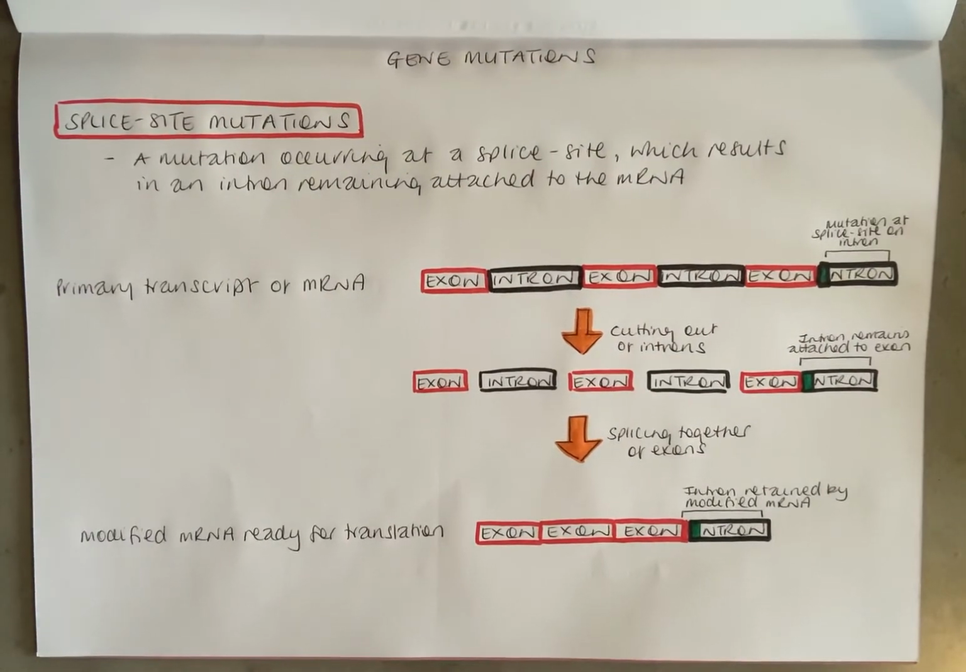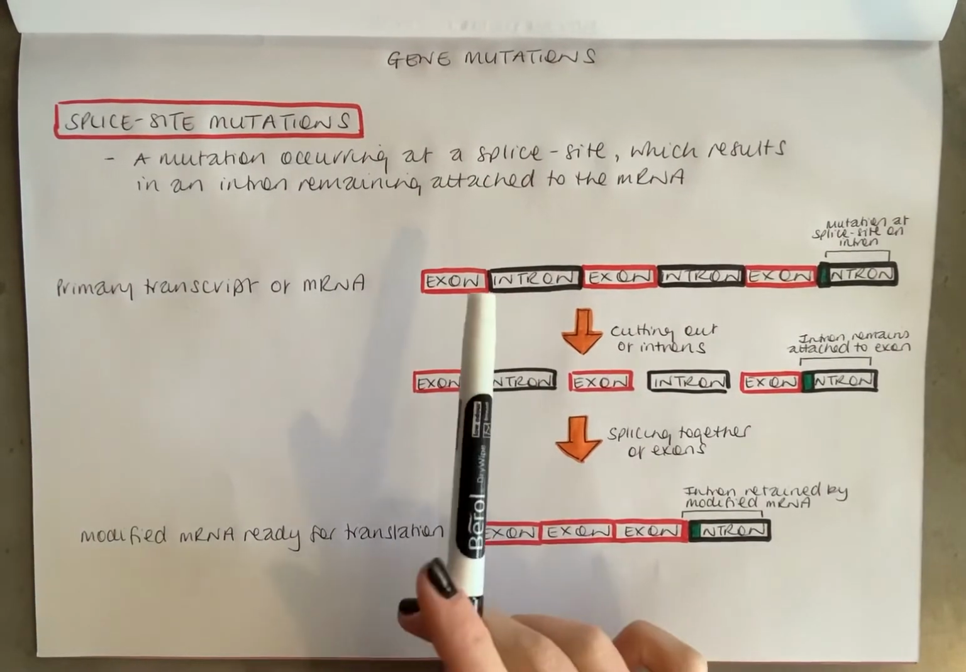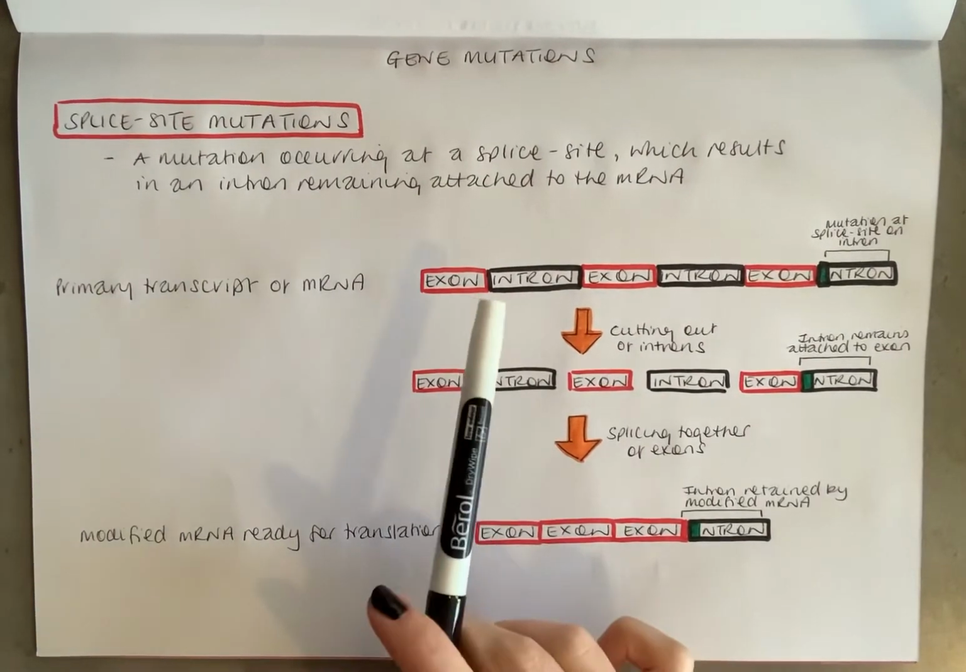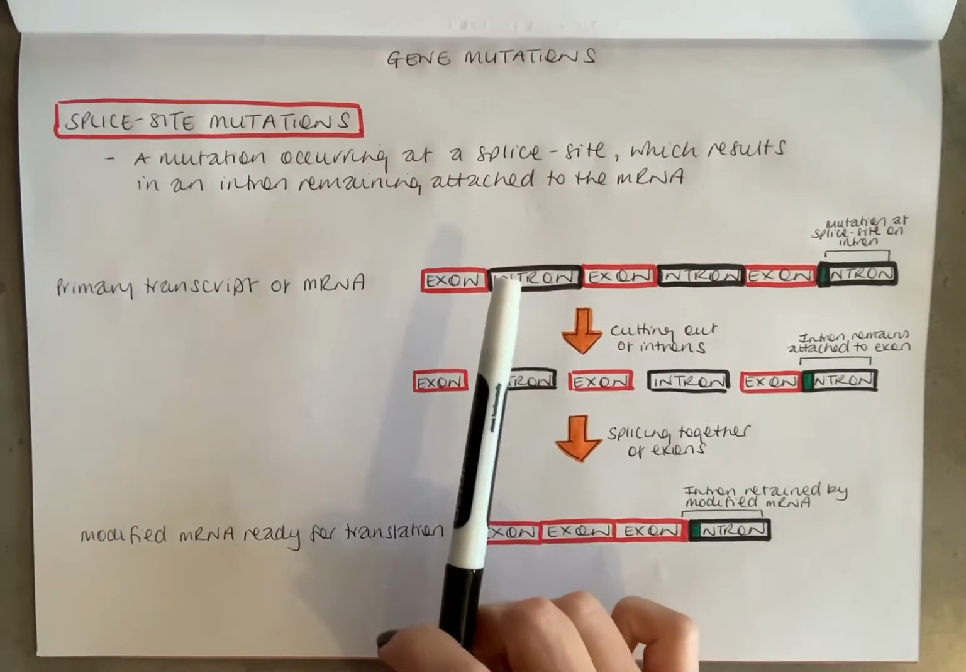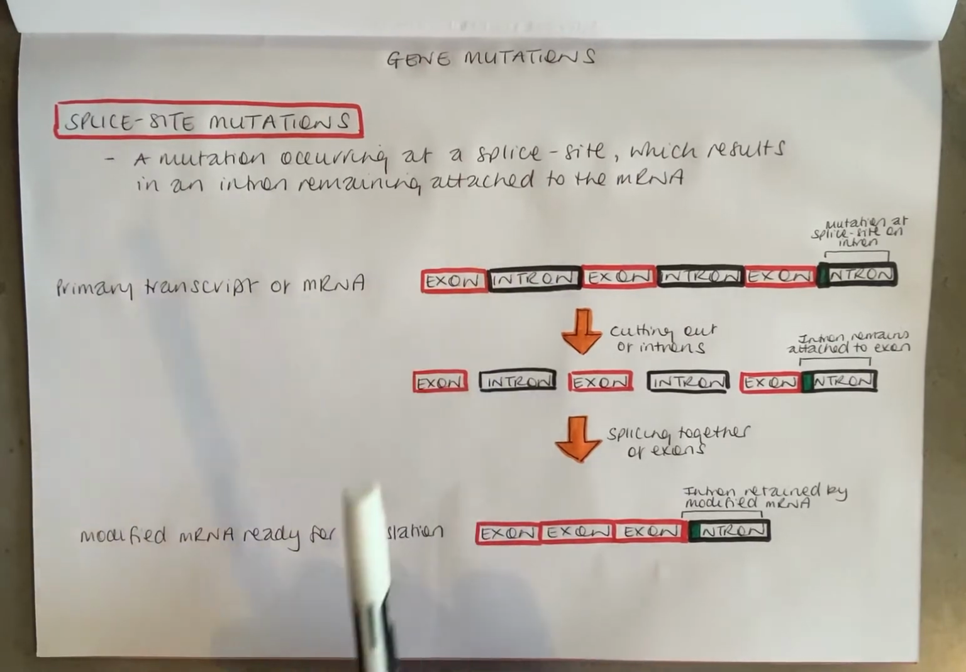Okay, splice-site mutation. So again, this is part of our effect of a substitution mutation and part of gene mutations. Remember when we spoke about transcription and translation and protein synthesis, gene expression, and we spoke about primary transcript and mature transcripts. And remember we had these sections of messenger RNA, this primary transcript of messenger RNA, and some of them were exons and introns. So exons were the coding sections of the messenger RNA and introns were the non-coding.